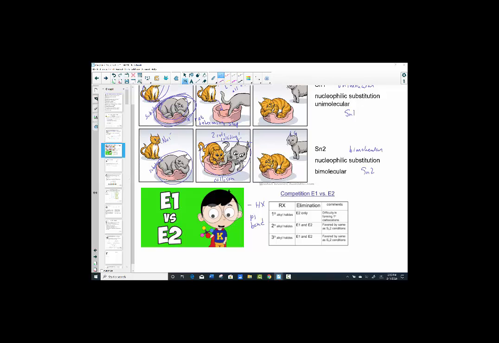Because they're actually competing pathways. And there's a lot of factors you have to consider in answering that, and we'll talk about those one at a time. But the strength of the nucleophile, the solvent you select, the ability of the leaving group to leave, and even the temperature that you run the reaction at all influence the rate of substitution or elimination.